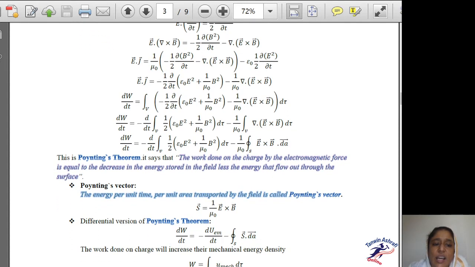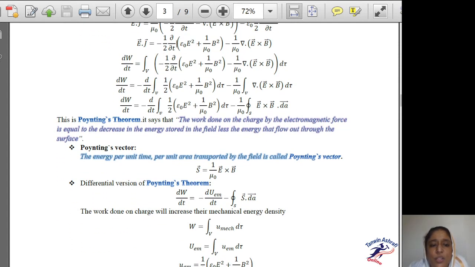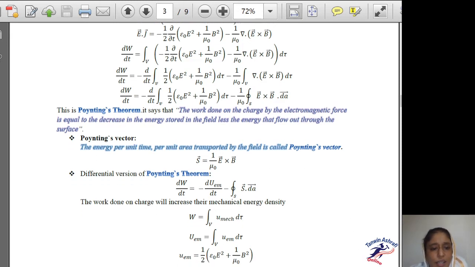Next, the Poynting vector. Energy per unit time per unit area transported by the field is called the Poynting vector. This is the term that shows that the energy is leaving the surface, going outside of the surface. The S vector is 1 upon mu naught E cross B. Now this is the integral form. Let's find the differential form of the Poynting theorem.